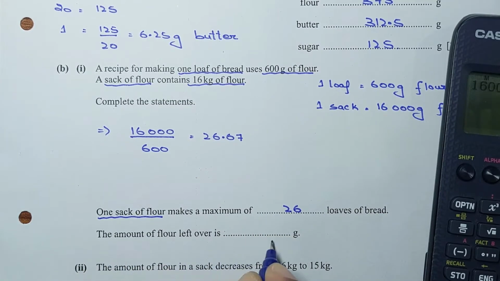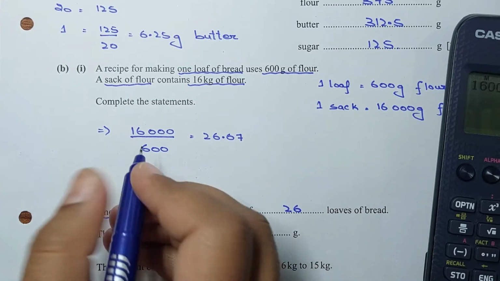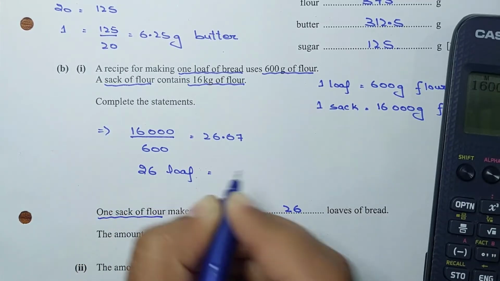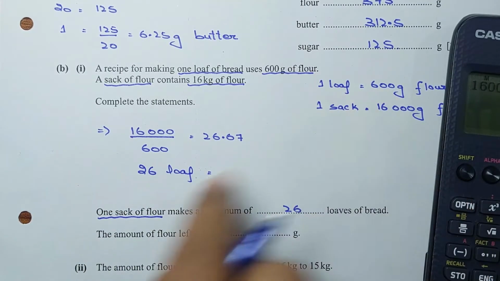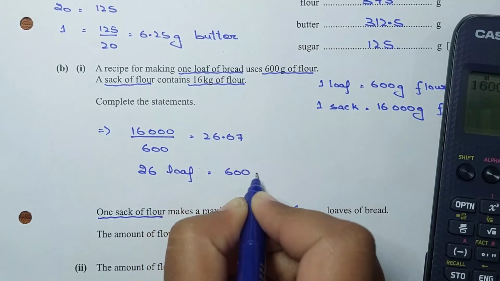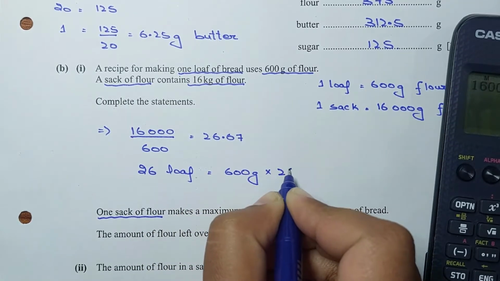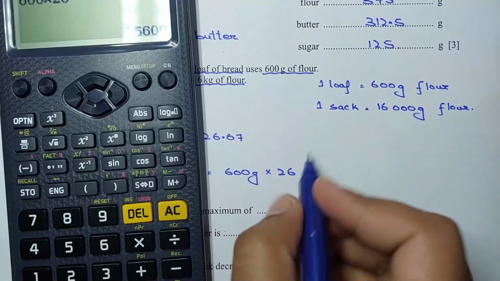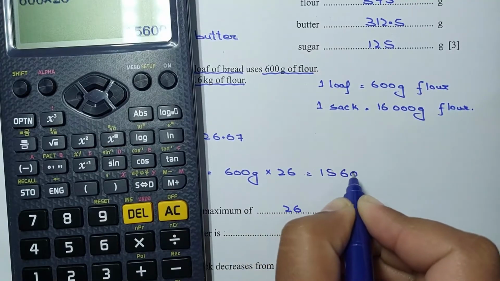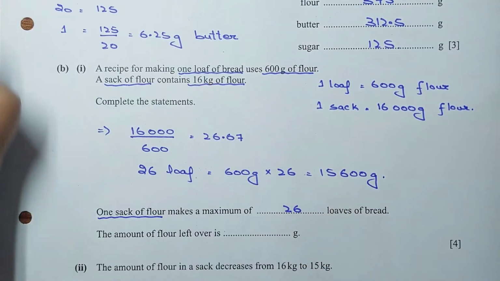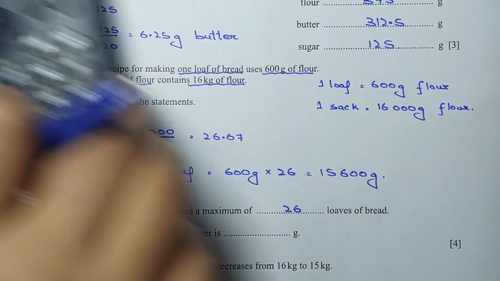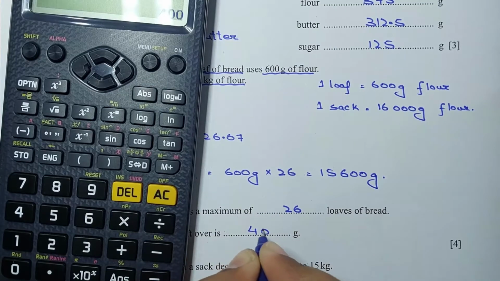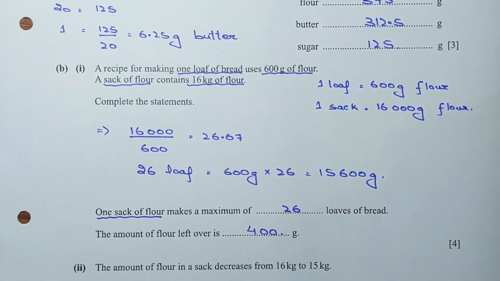The amount of flour left over is this much grams. Okay, so 26 loaves of bread, if 1 loaf uses 600 grams of flour, so 26 would be 600 grams times 26, which is 15,600. 15,600 grams of flour is used from the sack, and the leftover is from 16,000. We have to subtract the answer. The 400 grams of flour is left over, right?